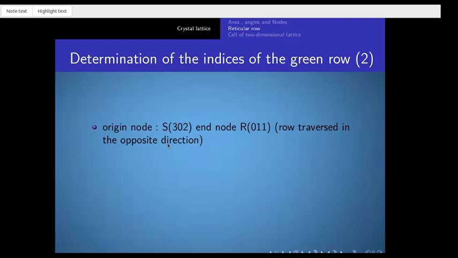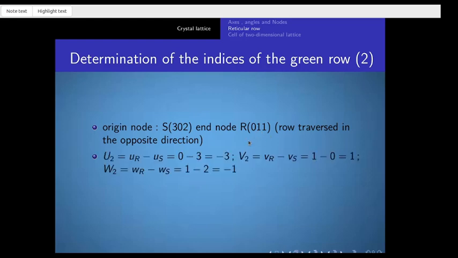If the row is traversed in the opposite direction, or in the reverse direction, we take as origin node S with coordinates 3, 0, 2 and end node R with coordinates 0, 1, 1. And we obtain U2 equals minus 3, V2 equals 1, and W2 equals minus 1. And we say that U2, V2, W2, the indices of the green row, are 3 bar, 1, 1 bar.